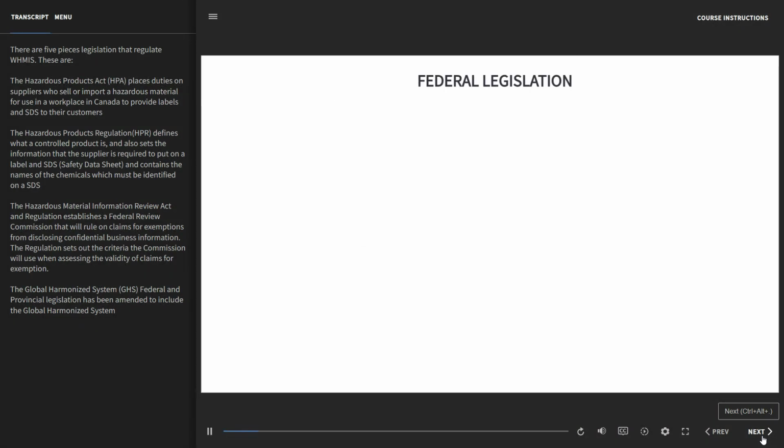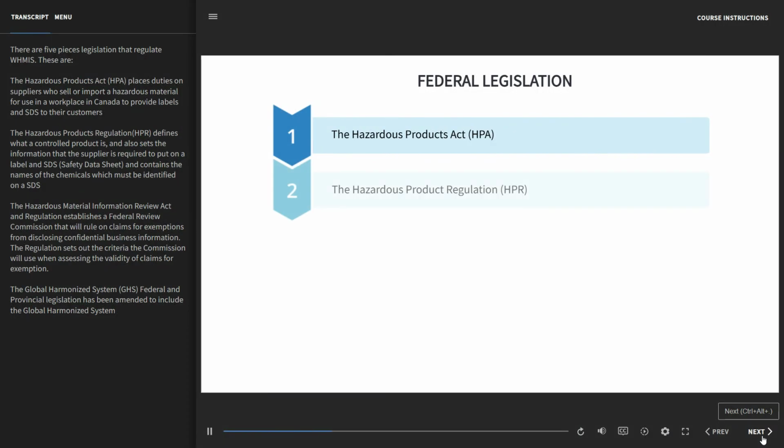These are: the Hazardous Products Act places duties on suppliers who sell or import a hazardous material for use in a workplace in Canada to provide labels and SDS to their customers. The Hazardous Products Regulation defines what a controlled product is, and also sets the information that the supplier is required to put on a label and SDS, and contains the names of the chemicals which must be identified on an SDS.